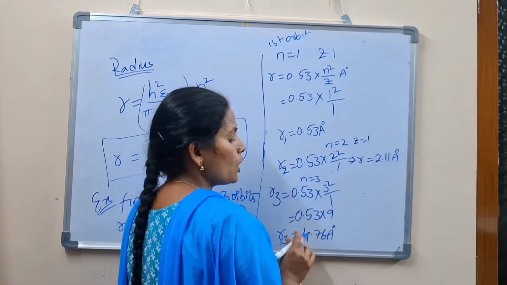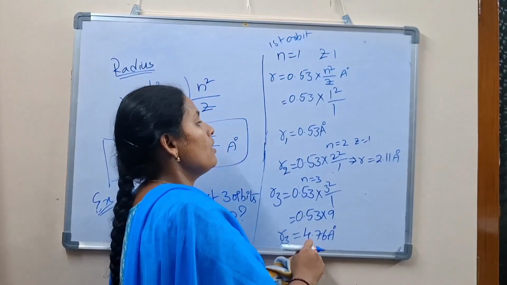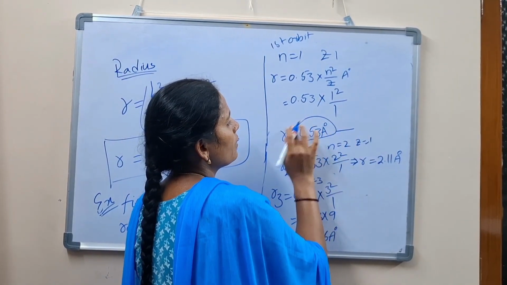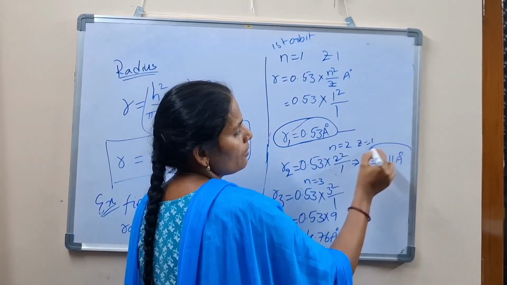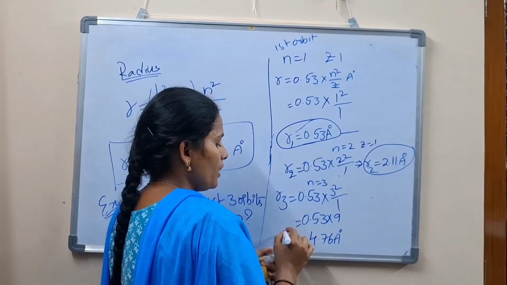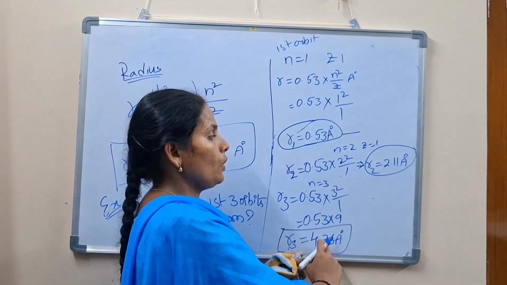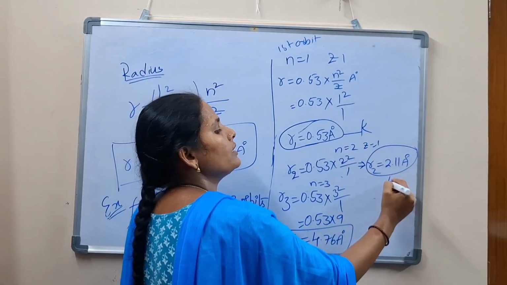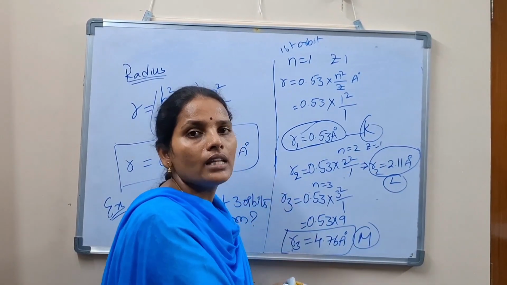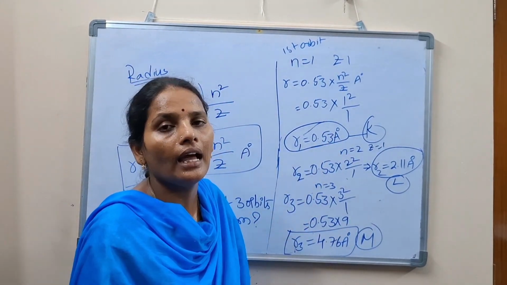Okay, this is the R3 for hydrogen atom. For first orbit radius is 0.53 angstroms. For second orbit radius is 2.11 angstroms. For third orbit radius is 4.76 angstroms. Okay, this is for K shell, this is for L shell, and this is for M shell. Likewise, the radius of the electron is found in hydrogen and hydrogen-like atoms.